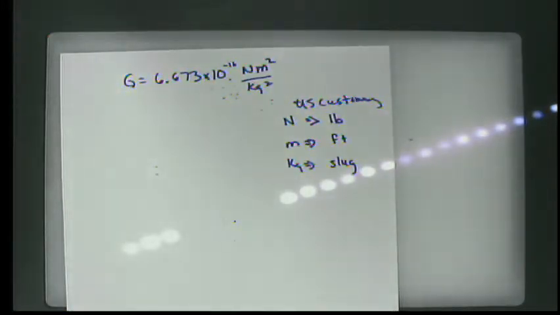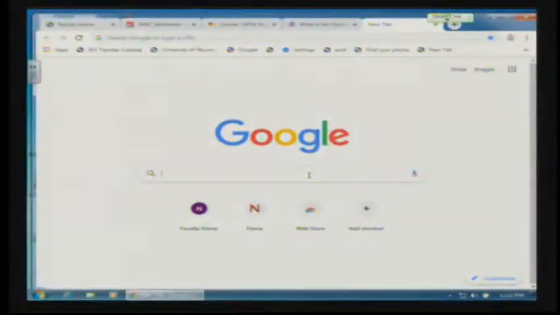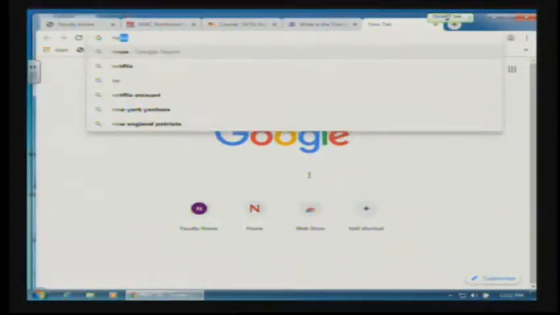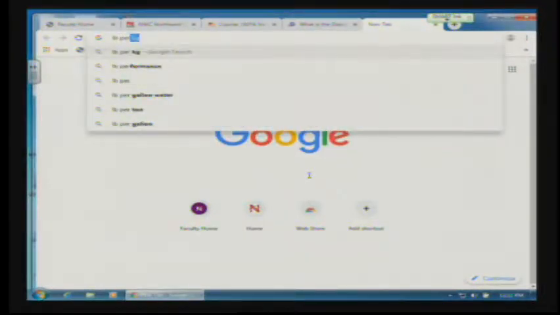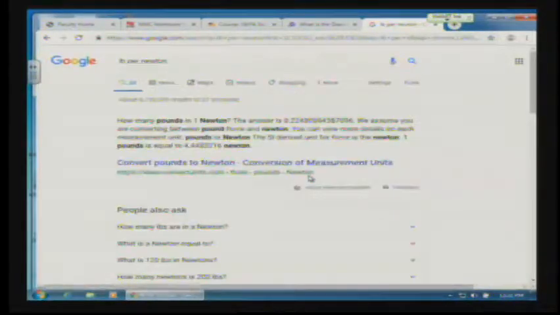So if we found conversions between these quantities, we could then write G in U.S. customary units as well. So what I'm going to do is just go back and work that problem. So let's say newtons or pounds per newton. It doesn't matter which way, per newton. Okay. So the answer is 1 Newton is equal to 0.2248 pounds.